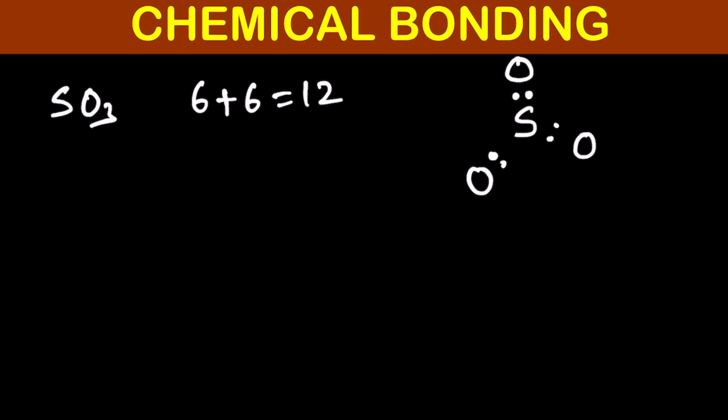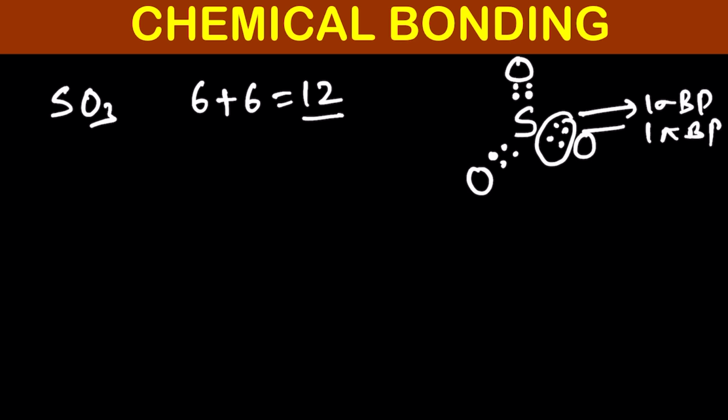6 electrons are over. Out of 12, 6 are over. Balance you have to arrange. So 2 more here, 2 more here, 2 more here. So all the 12 electrons now are bond pairs. But there are 2 electron pairs here, of which one is sigma bond pair, another one is pi bond pair.